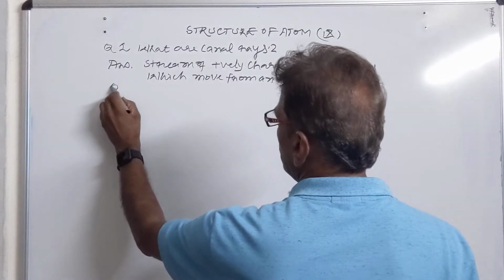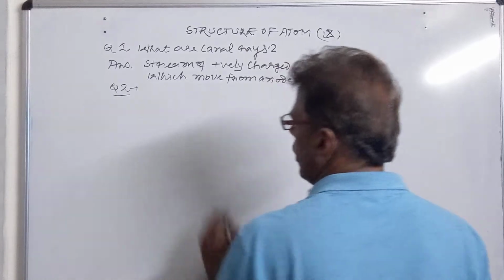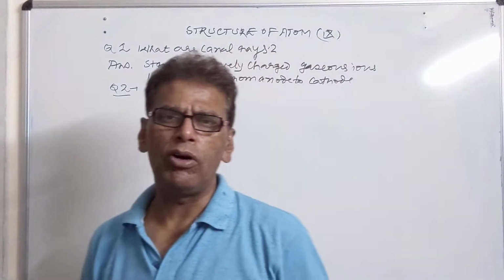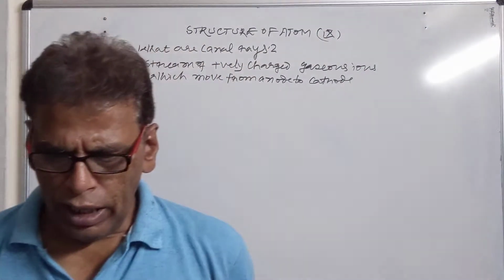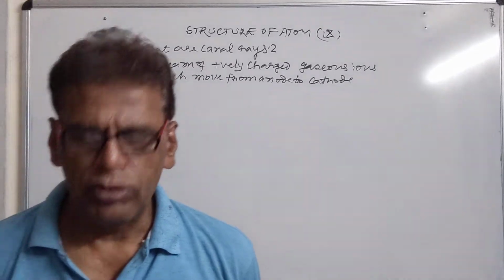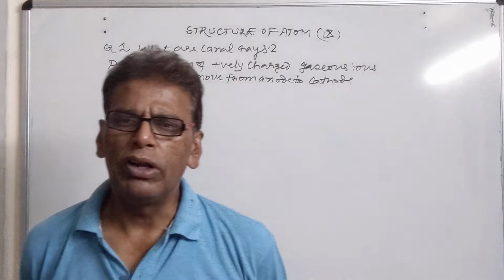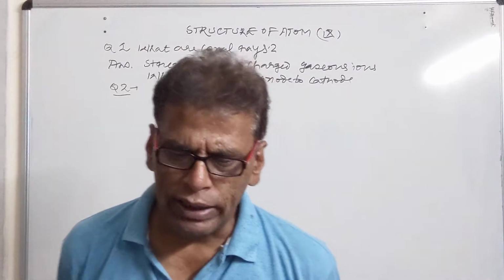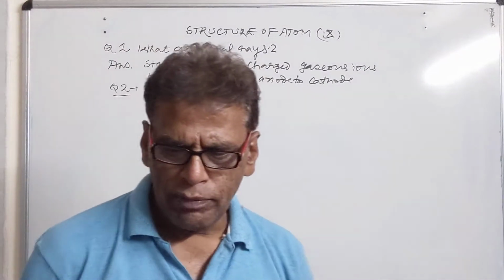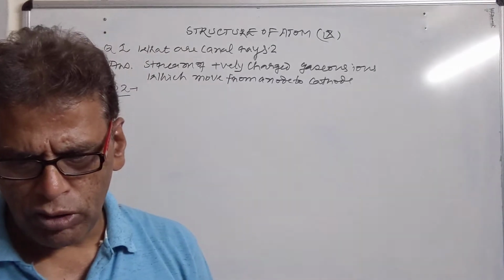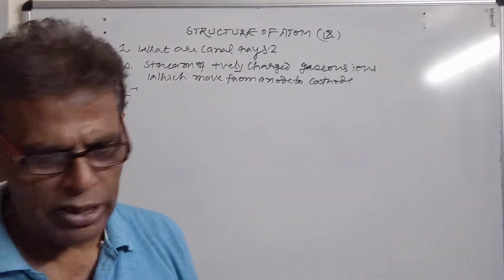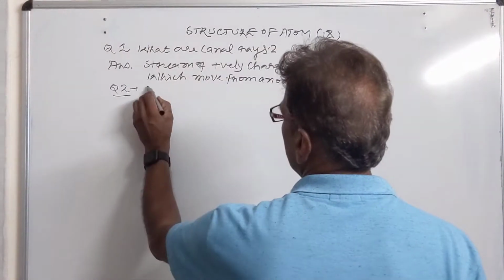Then we have question number 2. If an atom has one electron and one proton, will it carry any charge or not? So if an atom has one electron and one proton, it is neutral, it will not carry any charge. On the basis of Thomson model, how will you explain that atom is neutral as a whole?